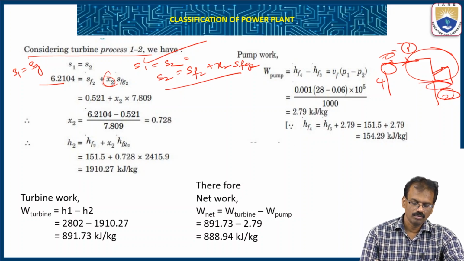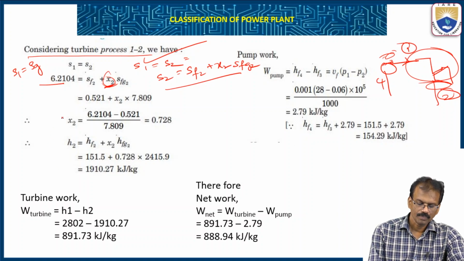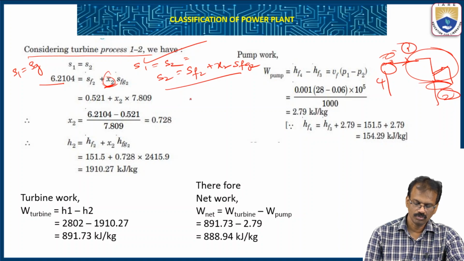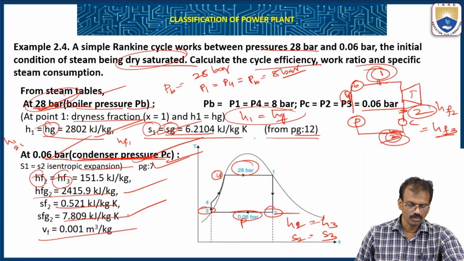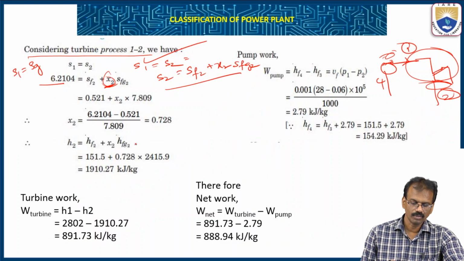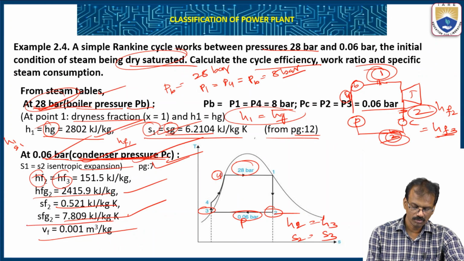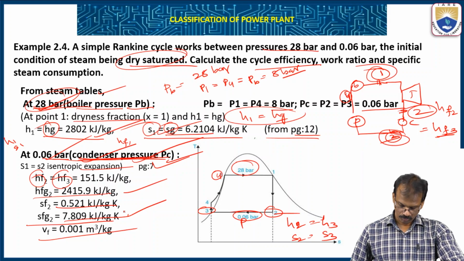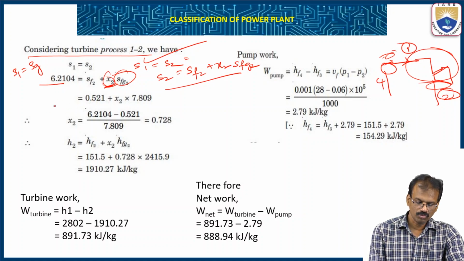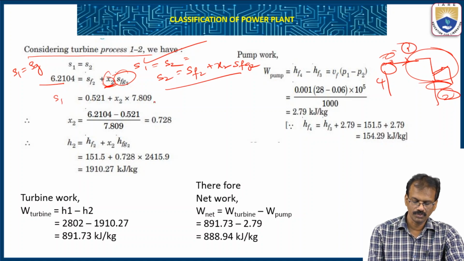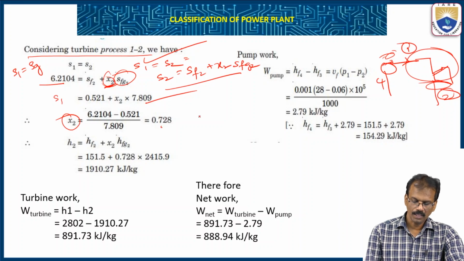We have to find the fluid condition, that is X2. So this is the formula. SF2 you know, SF2 is equal to the given value, 0.2521, based upon the 0.0406 condenser pressure. So SF2 is given, and SFG2 is also given. These values are taken from the data book. Based upon the formula, we can substitute those values. S1 or S2 is equal to SF2 plus X2 into SFG2. If you substitute these values, we can find the X2 value.